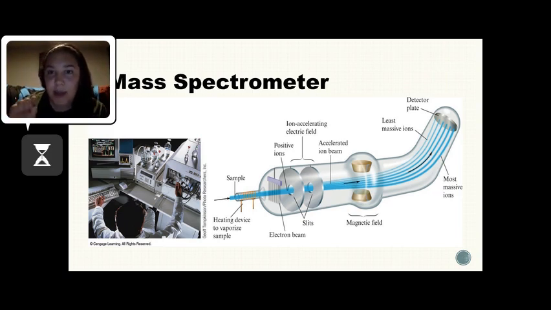So if you see that metal plate called a detector plate at the end of the picture, that is where the masses are going to be recorded. That information is going to be printed out, and you'll see a series of peaks, and those peaks can be used to determine what isotopes are present and what their relative abundance is. So we're actually going to be looking at this in one of your upcoming labs.